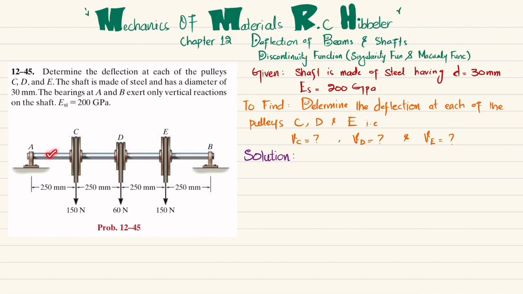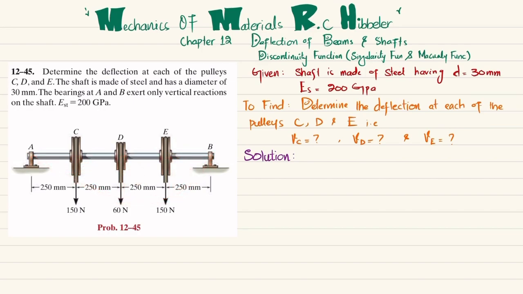So you can see this is the shaft where pulleys C, D and E exert forces of 150 Newton, 60 Newton and 150 Newton respectively. And these are the bearings at points A and B, which exert only vertical reaction force. Due to this loading it will deflect like this. So you have to find the deflection of C, the deflection of D and the deflection of E. So let's start with the solution.